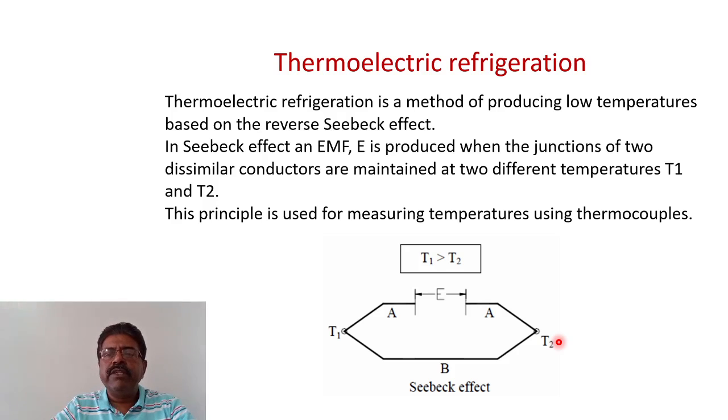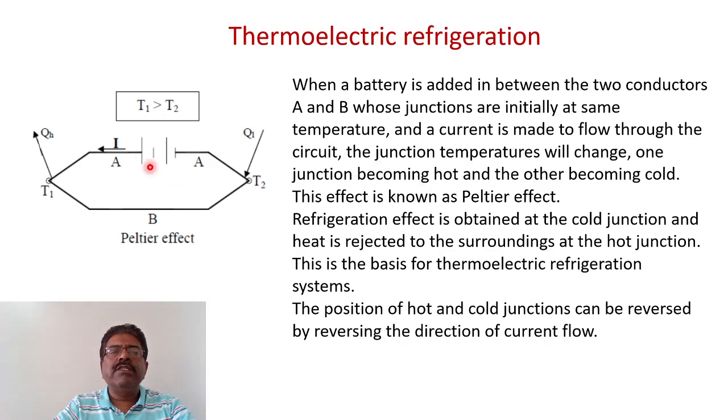Thermoelectric refrigeration is based on another effect which is exactly opposite to the Seebeck effect. Let us see what this effect is. This effect is known as the Peltier effect. So what is the Peltier effect? Consider the same two dissimilar metals and two junctions formed by this closed loop of the two metals. This is metal A and this is metal B. Again, initially, we assume that both junctions are at the same temperature.